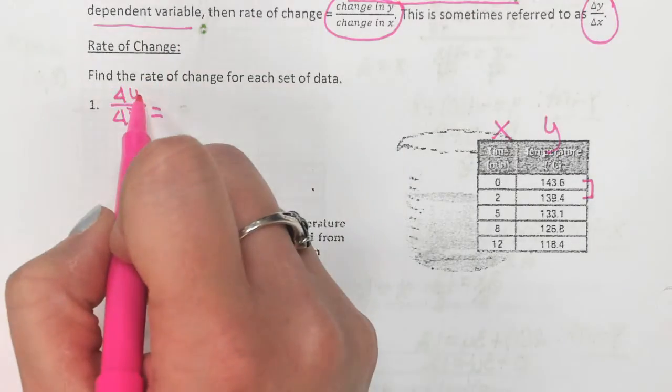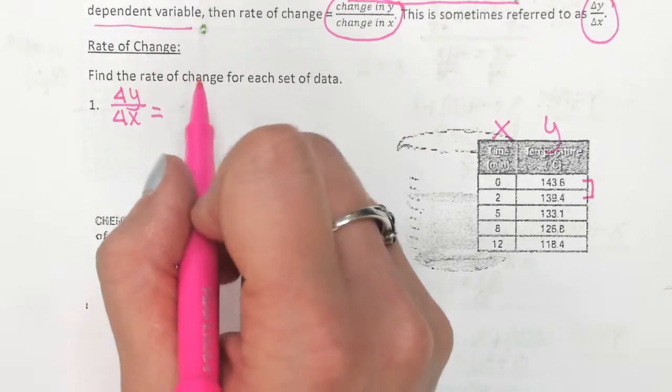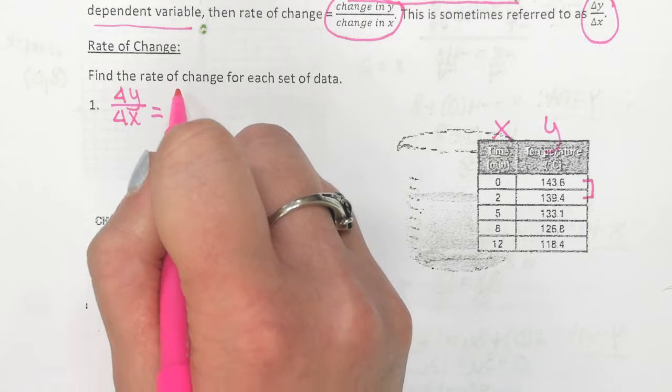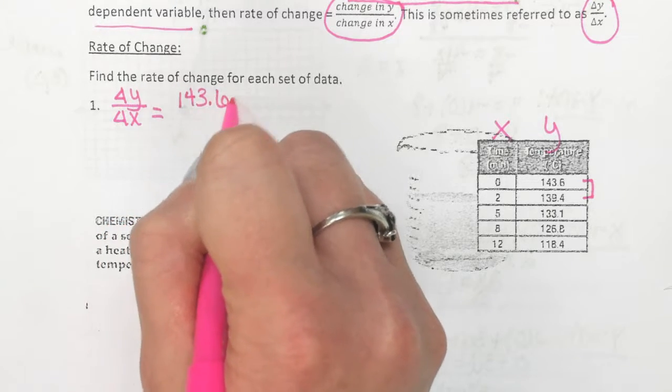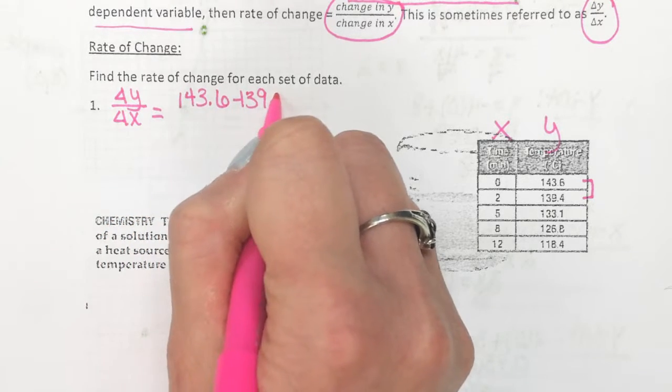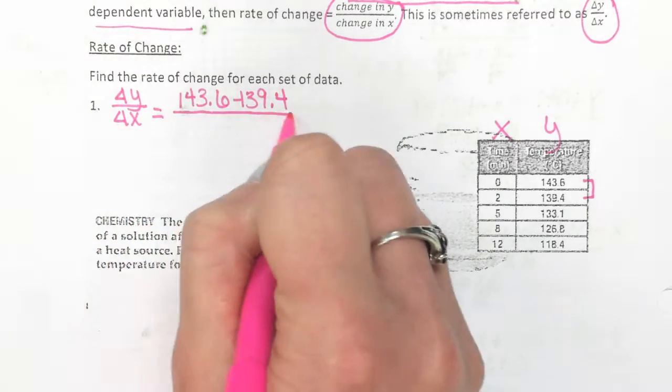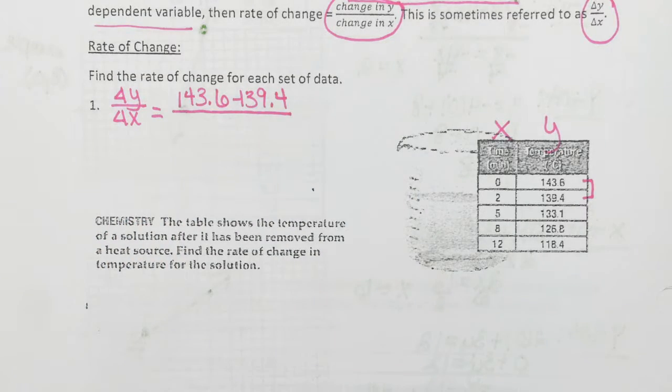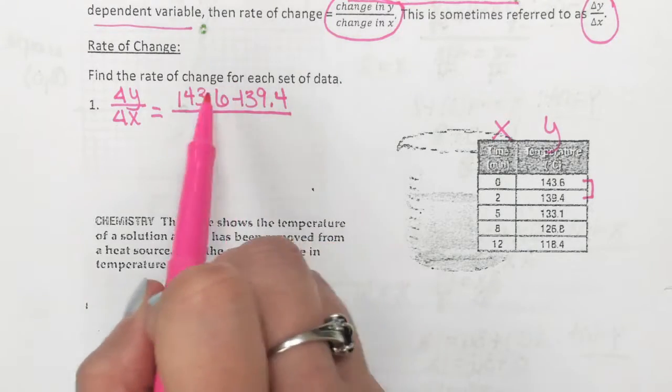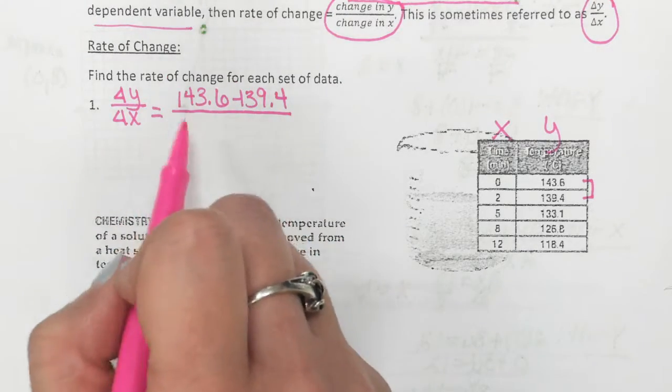So right here, we're going to take our 2 Y's. What are my 2 Y's for those 2 pieces? 143.6 and 139.4. We're going to subtract them. Now look, it doesn't matter what order you do it in. But what matters is that you do both of them in the same order. So I could have switched this around if I wanted to. But what matters is you do them in the same order.